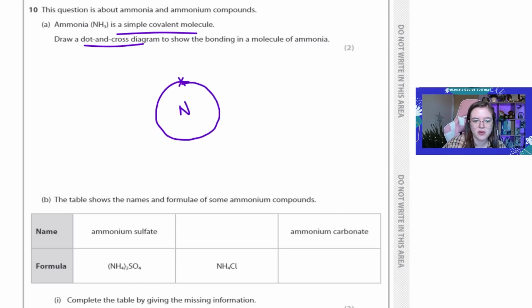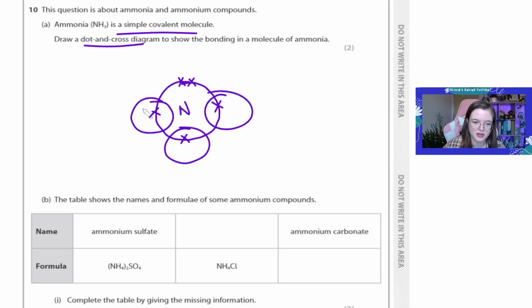We're going to have 1, 2, 3, 4, 5. Okay, and then that bonds with 3 hydrogens. I wonder where they're going to go, everyone. They're going to go with these ones. So that's going to go there, that's going to go there, that's going to go there. Hydrogen, hydrogen, hydrogen, electron, electron, electron, each one from the hydrogen. And there we are. Easy peasy. On to the next one.